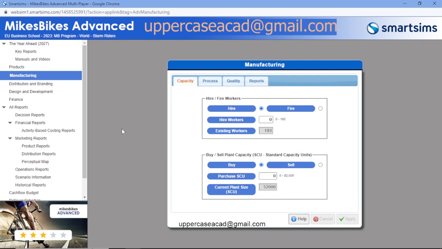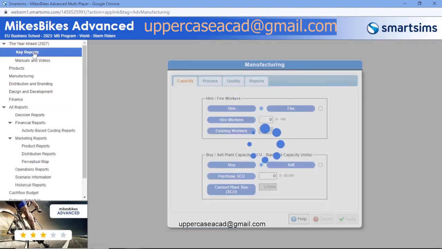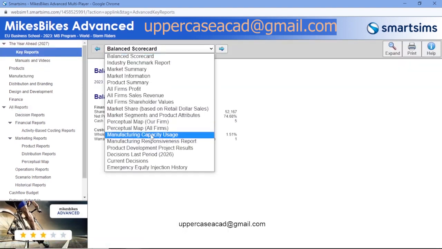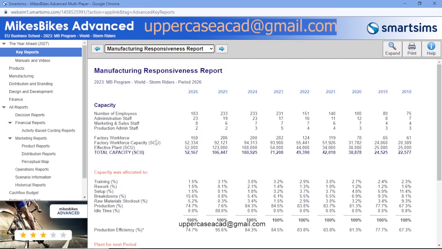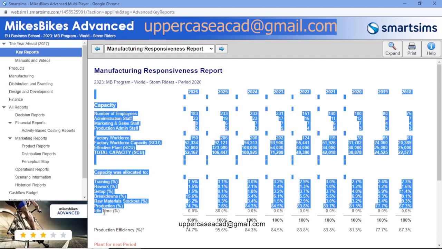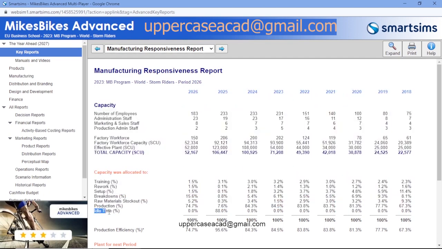And generally, your company is potentially operational for 8 hours a day, 5 days a week, and 50 weeks a year. The manufacturing responsive report, so let me show you what it is. So we have this, it just tells you the summary of your MikesBikes company and its operation. The important thing to note in your manufacturing responsive report is the idle time. So this is your idle time.